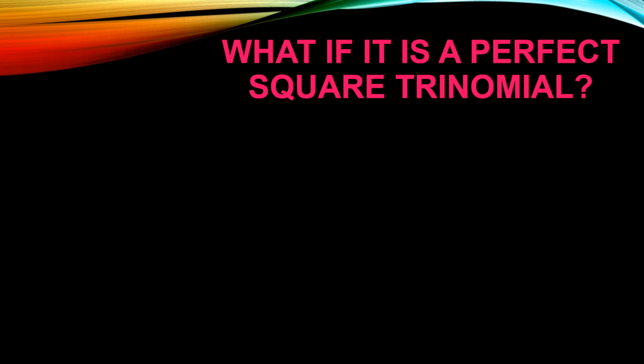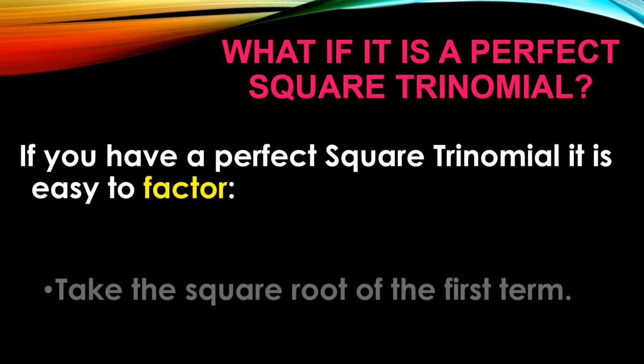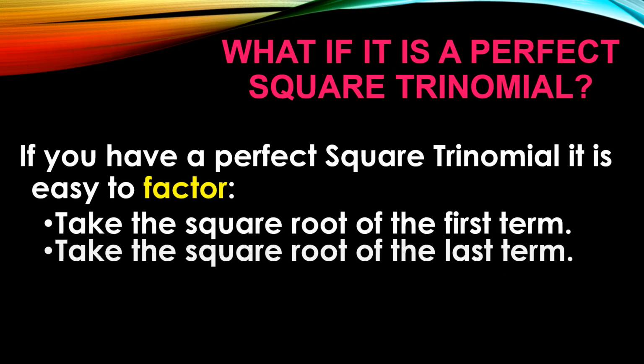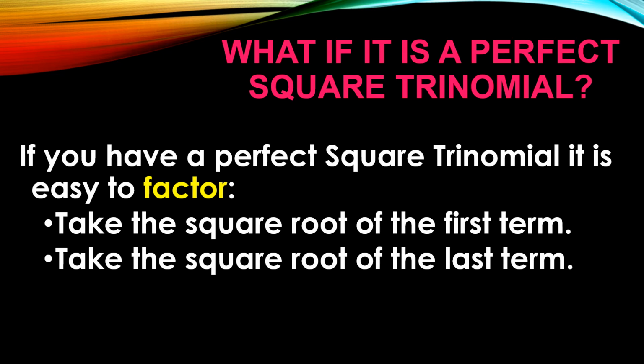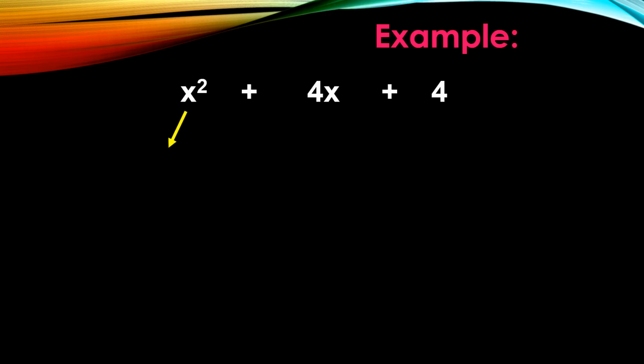What if the given is a perfect square trinomial? Paano naman natin siya ipa-factor? Take the square root daw of the first term. Take the square root of the last term. Use the sign of the middle term, put in parentheses, and square the result. Napakasimple. So let us have this example. X squared plus 4x plus 4.